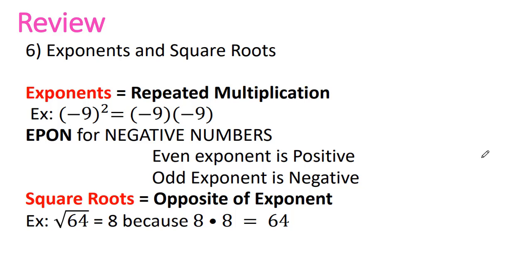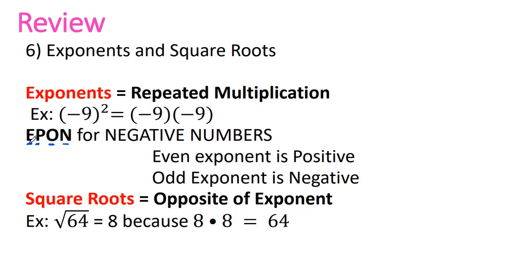For lesson 6, we looked at exponents and square roots. Exponents means repeated multiplication of that number. So for example, negative 9 squared means negative 9 times negative 9. You can use EPON for negative numbers, it's very handy. If you have an even number of negatives, the answer is positive. If you have an odd number of negatives, the answer is negative.